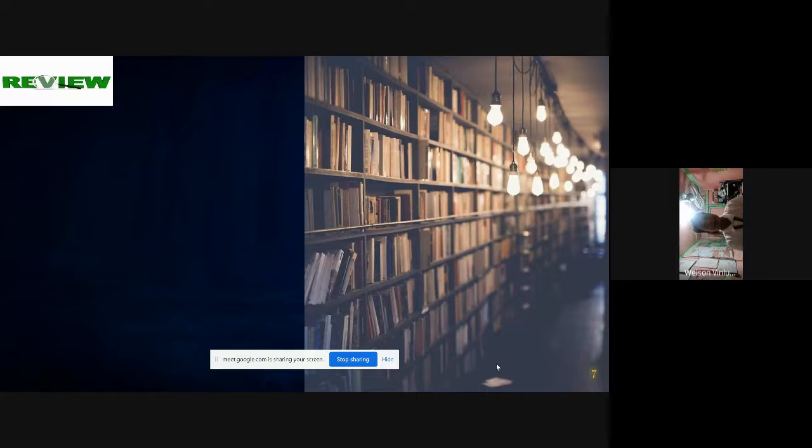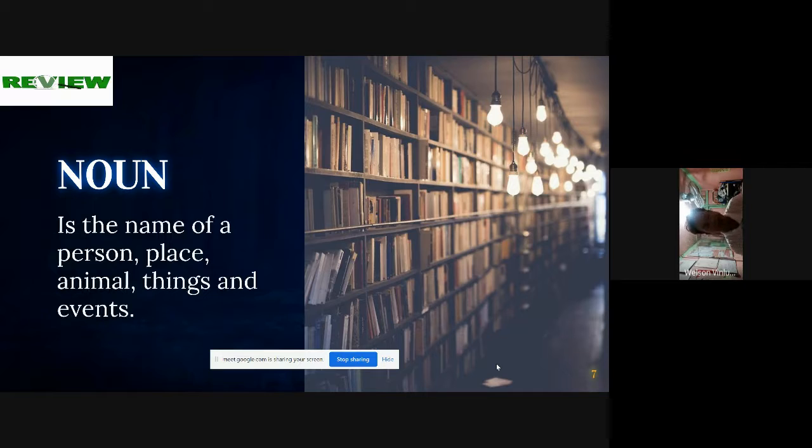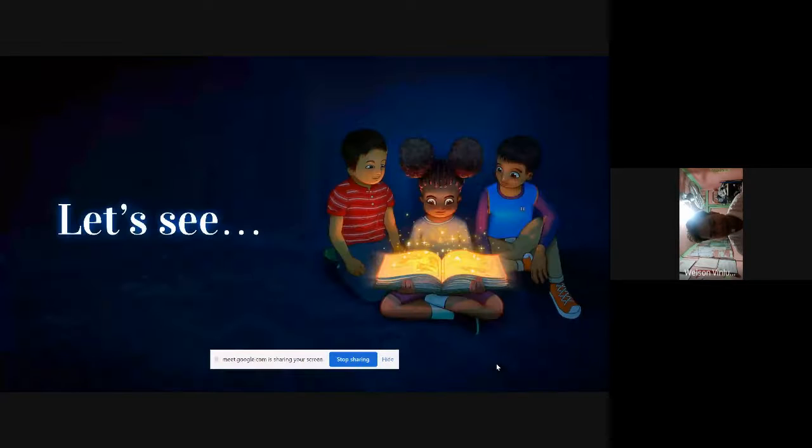Okay. So before we move on to our lesson proper, what did we discuss last Friday? Okay. It is all about noun. So who can give me the definition of noun? Okay. Noun is the name of a person, place, animal, things, and events. Okay, very good.